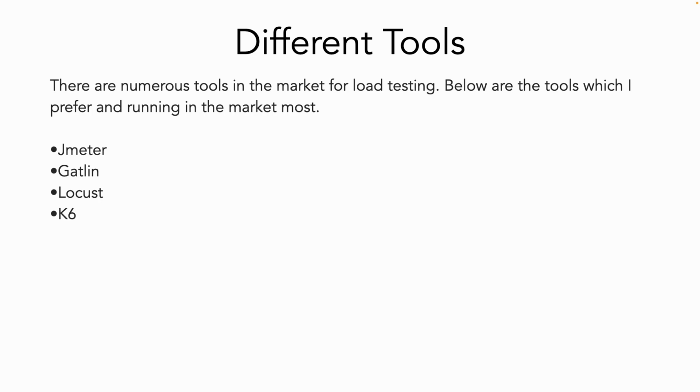Locust is there, K6 is there. I think K6 uses some JavaScript code. So these are the best tools in the industry that you can use, and they are free also. Free and professional versions both come with Gatling. So, based on your needs, you can use them.